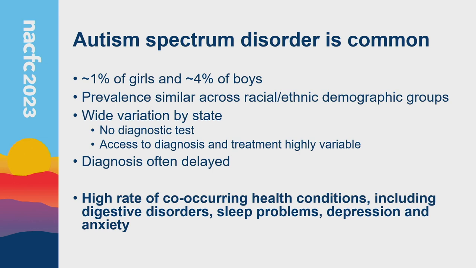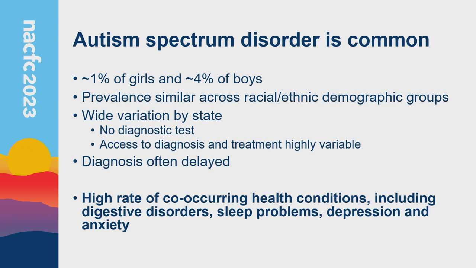Prevalence is similar across racial and ethnic demographic groups, but there's a lot of variation by state, and this probably has to do with access. And diagnosis is often delayed, and it may be more delayed in people from marginalized groups who may not have access to, say, a head of psychiatry or private insurance like I have.